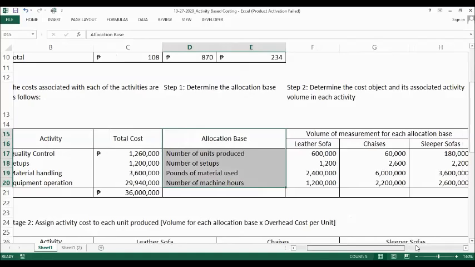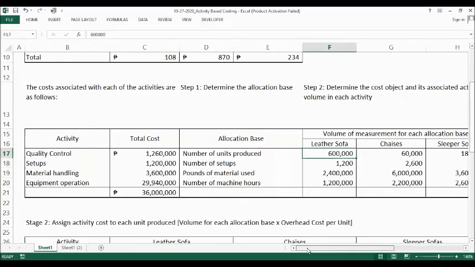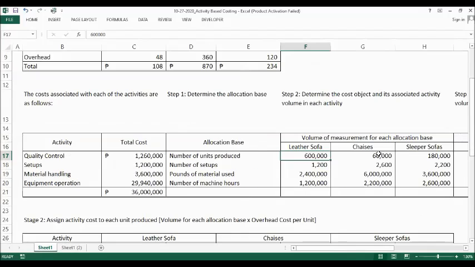Ang second step is to determine the cost object and its associated activity. So given na rin to, di ba? 600 ang material, ang number of units produced, 600,000, 60 and 180,000.